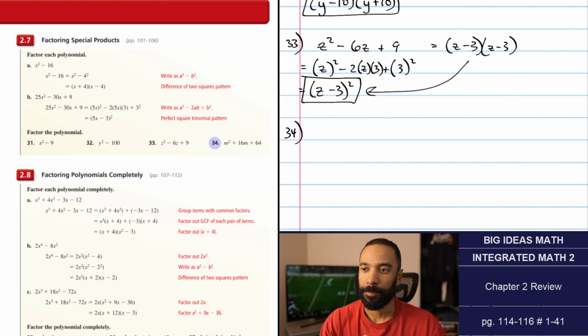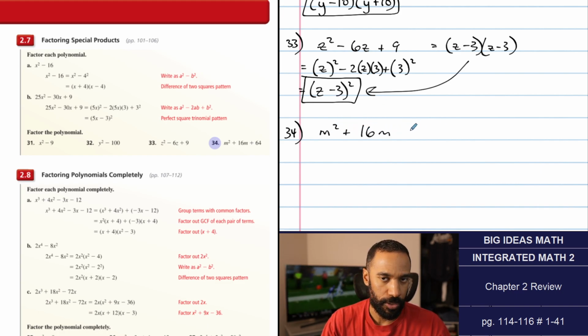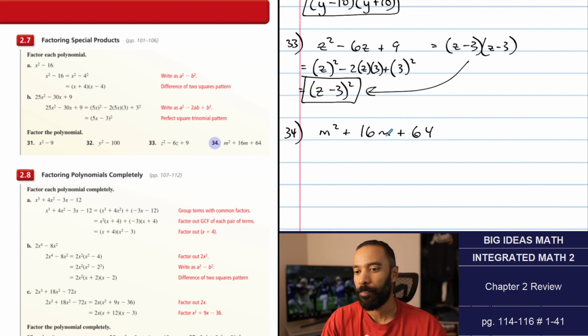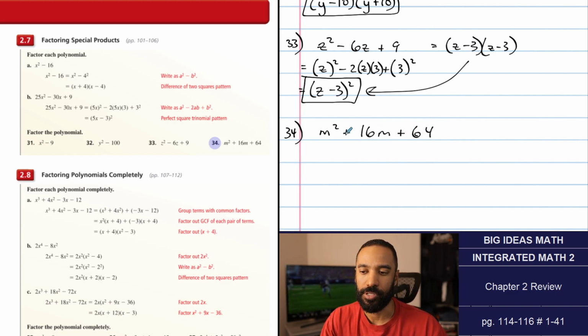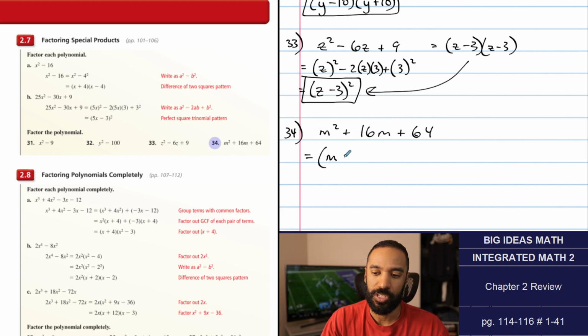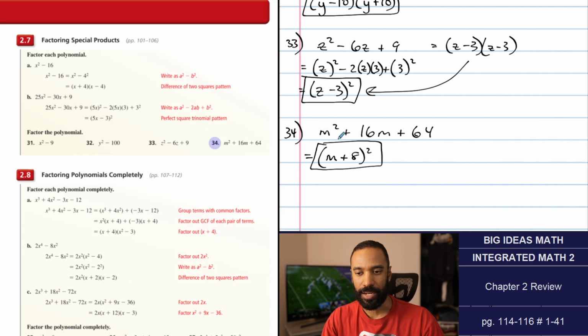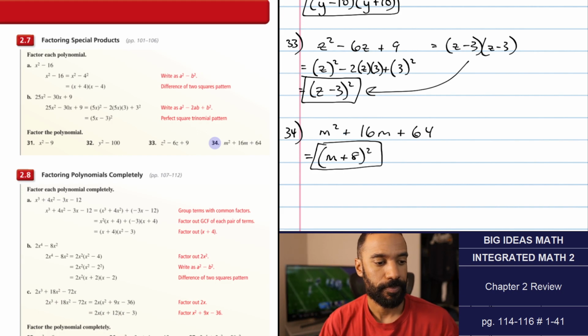Number 34, we have m squared, and as you notice, none of these are set equal to 0 to solve. I will not set this one equal to 0. M squared plus 16m plus 64. One more time, m is being squared here, and 8 is being squared here, and this is double 8m. This does become m plus 8 quantity squared, if you recognize a perfect square trinomial for what it is.